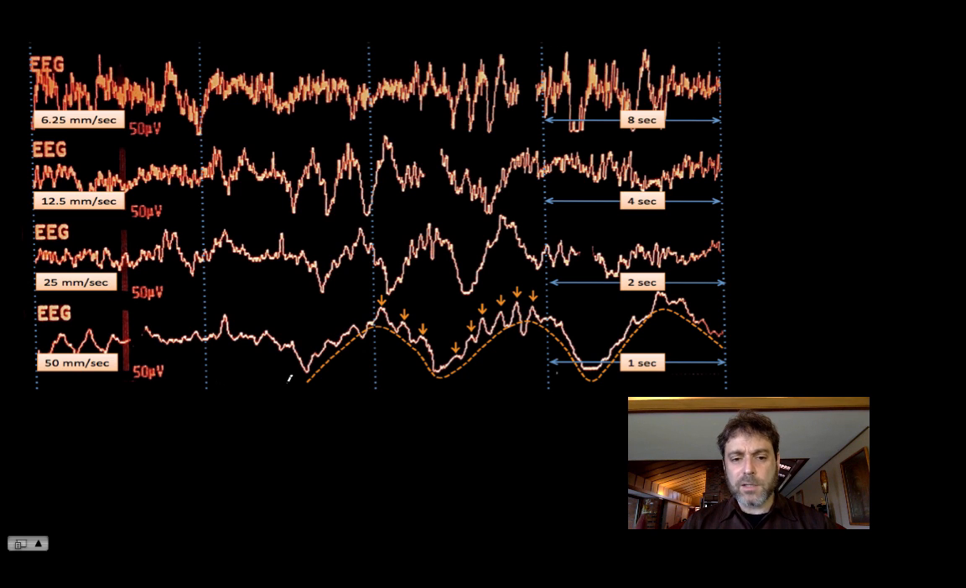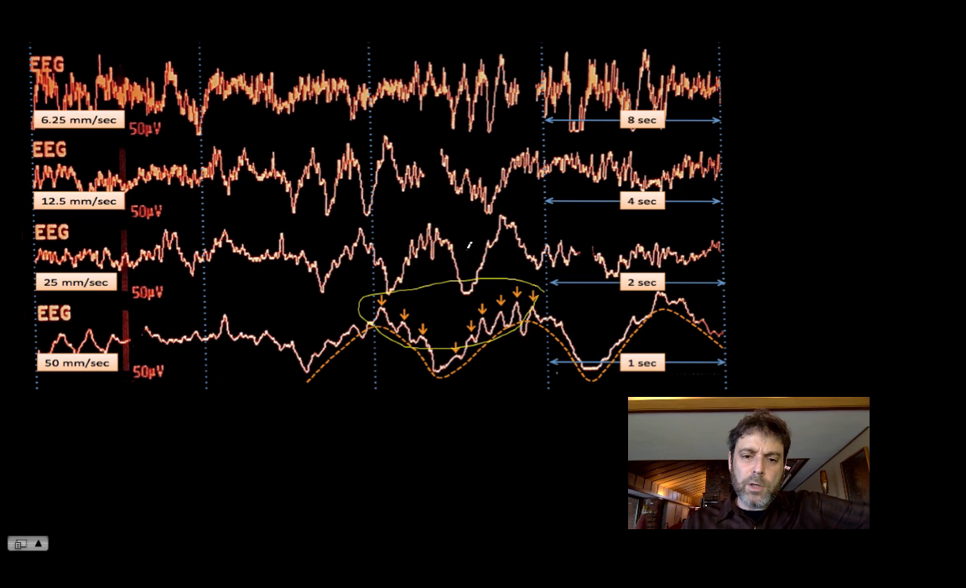At this fastest sweep speed, you can actually count the spindles: 1, 2, 3, 4, 5, 6, 7, 8, 9. So you've got 9 Hertz alpha spindles over there, and these are cross-frequency phase-amplitude coupled with these lovely delta waves. And these delta waves, if you see over there, you've got 1, 2, 3 of them in just over 2 seconds. So approximately 1 Hertz, maybe a bit faster than that.